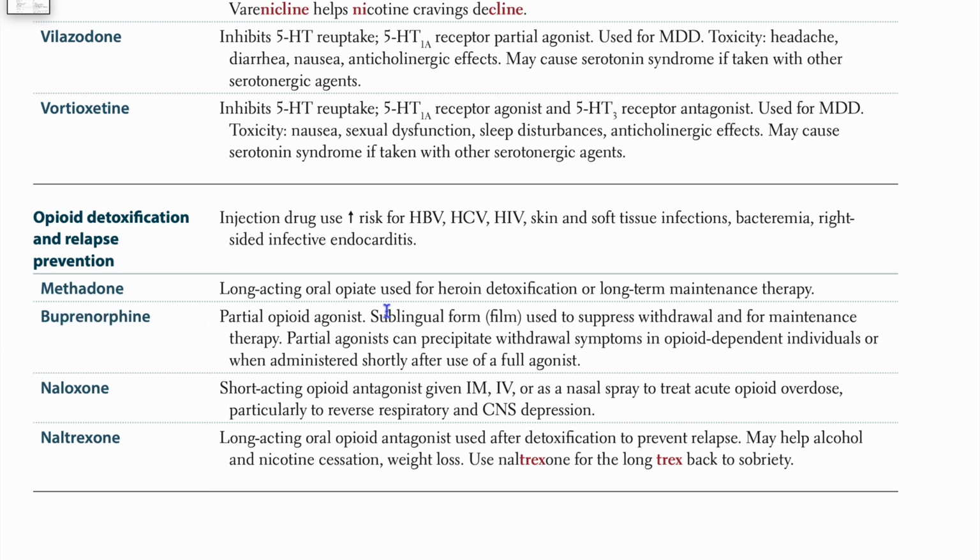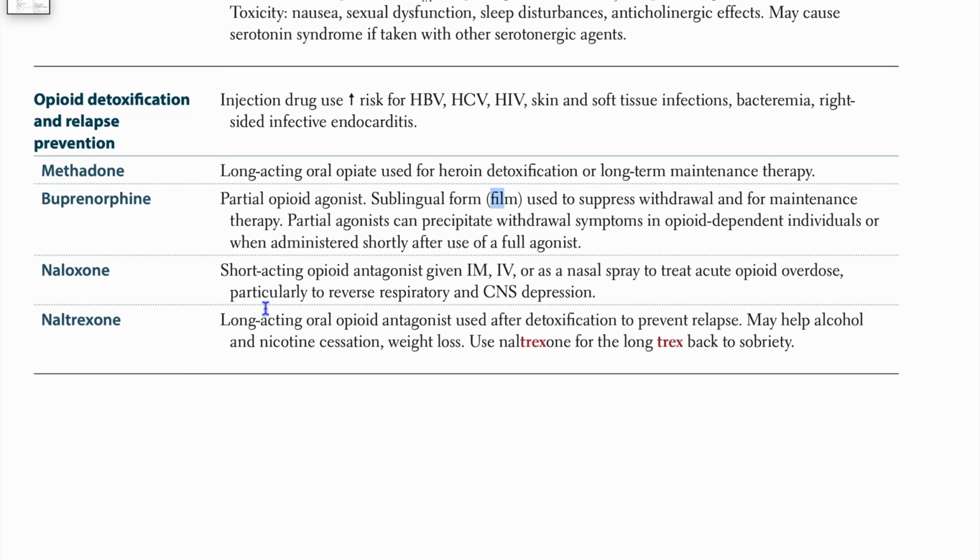Buprenorphine, a partial opioid agonist, in sublingual form or film, used to suppress withdrawal and for maintenance therapy. Partial agonists can precipitate withdrawal symptoms in opioid-dependent individuals or when administered shortly after use of a full agonist. Naloxone is a short-acting opioid antagonist given IV or as a nasal spray to treat acute opioid overdose, particularly to reverse respiratory and CNS depression. And naltrexone is a long-acting oral opioid antagonist used after detoxification to prevent relapse.